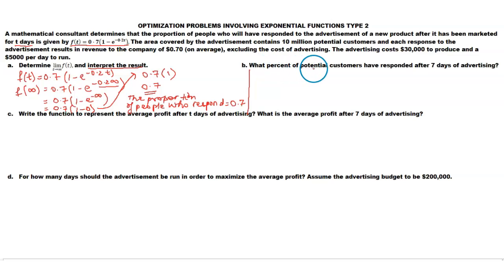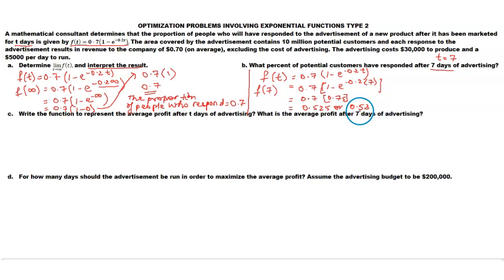Next we have: what percent of potential customers have responded after 7 days of advertising? In this case, my t is going to be 7. I'm still using the same proportion equation, f(t) = 0.7(1 - e^(-t)), but now I'm going to substitute t as 7. When you put this in the calculator, you will get 0.75 here. When we multiply this, we get 0.525, or we can just say 0.53. Now 0.53 represents the proportion of people who will respond to the advertisement in 7 days.